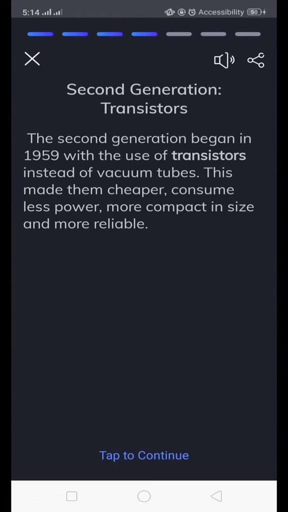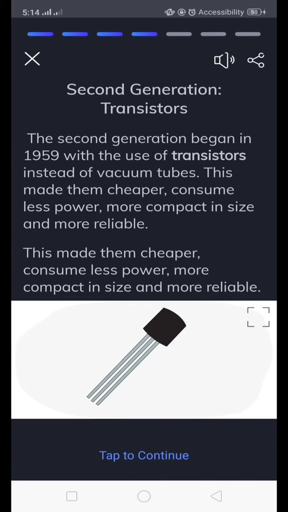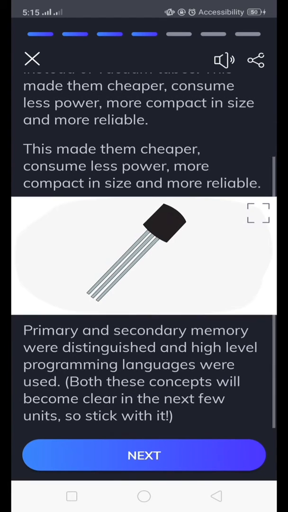The second generation began in 1959 with the use of transistors instead of vacuum tubes. This made them cheaper, consume less power, more compact in size and more reliable. Primary and secondary memory were distinguished and high-level programming languages were used. Both these concepts will become clear in the next few units, so stick with it.